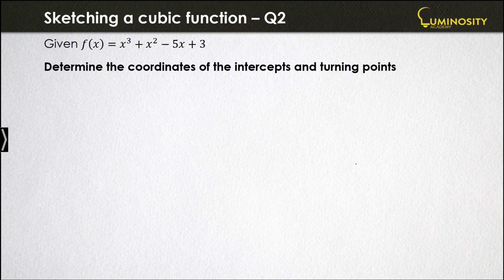Next, we want to determine the coordinates of the intercepts and the turning points. For the x-intercepts, the reason why we like to factorize is because, as we saw, f is equal to x minus 1 all squared times x plus 3. Now the x-intercepts are found when this expression is equal to 0.